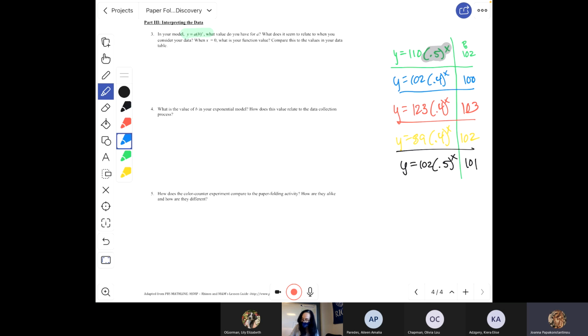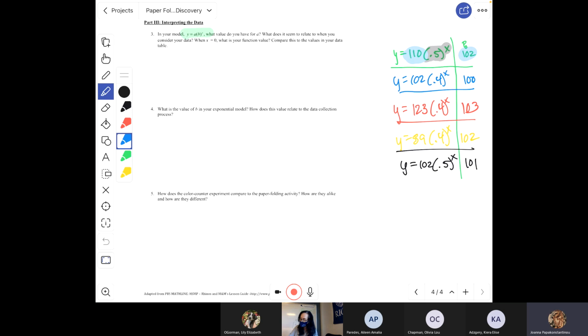1 times this value here is what your output is if your input is 0. So on the graph, what does that represent? The y value of the y-intercept. Exactly. Now, how does that relate to the number of color counters you had? It's the starting. It's an approximation of the starting population, the original number you started with.